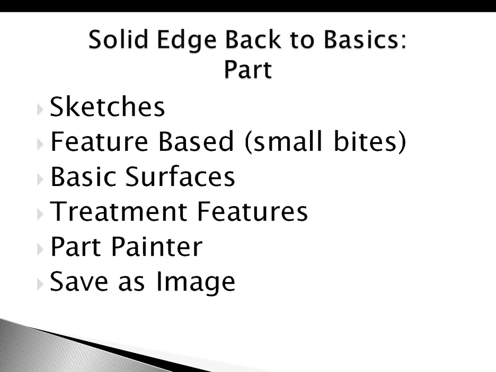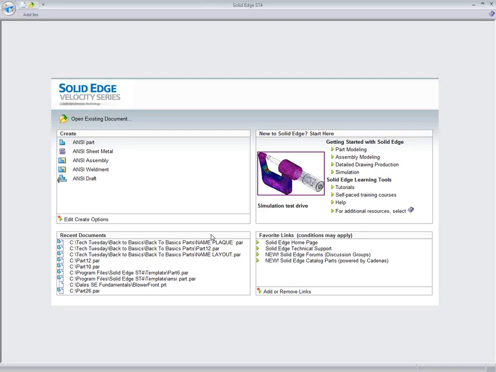So when we make parts, we want to talk about the use of sketches and feature-based modeling. Think of it in small bites. Don't try to lay out the entire part at once. Don't try to round edges that don't need to be rounded until the end. Those types of things. We are going to look at basic surfaces, some treatment features, some Part Painter, and then if you like, we can save it as an image and get that out. So just in this 20 minutes, that's what we're going to accomplish.